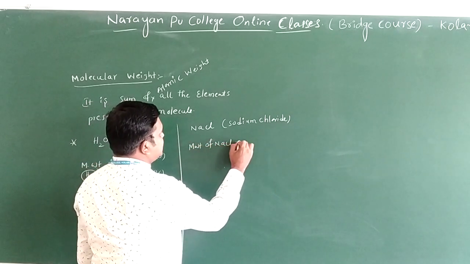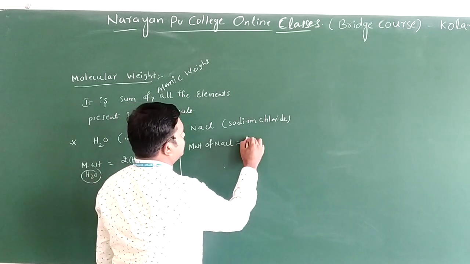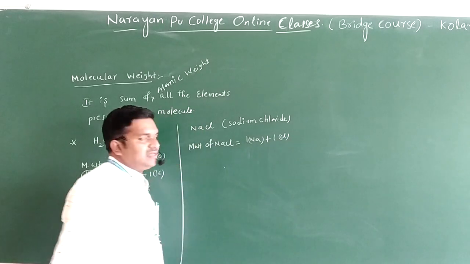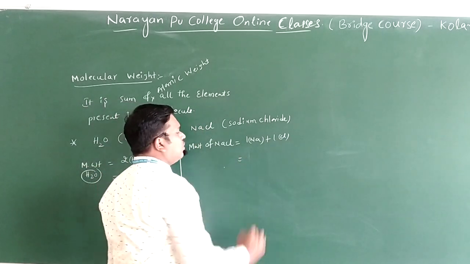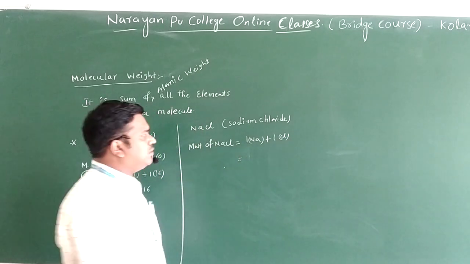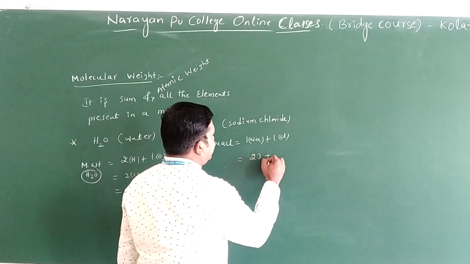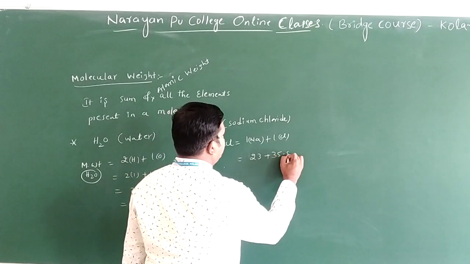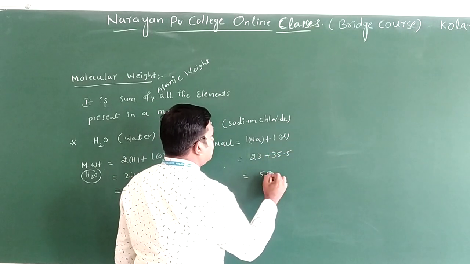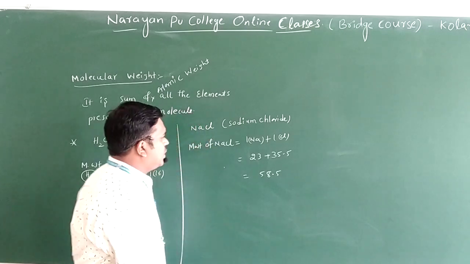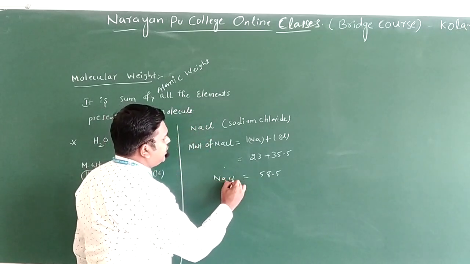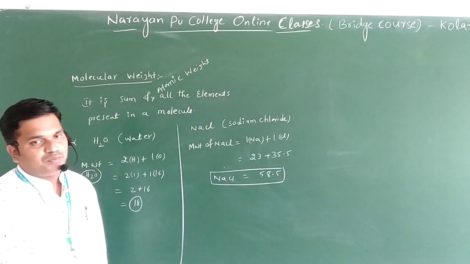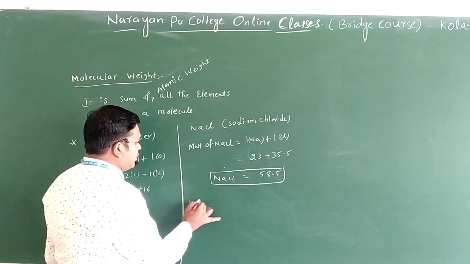What is the molecular weight of NaCl? How many sodiums do you have? One sodium atom and one chlorine atom, that is Cl. The atomic weight of sodium is 23, and the atomic weight of chlorine is 35.5. Adding, we have 58.5. So the molecular weight of NaCl is 58.5.